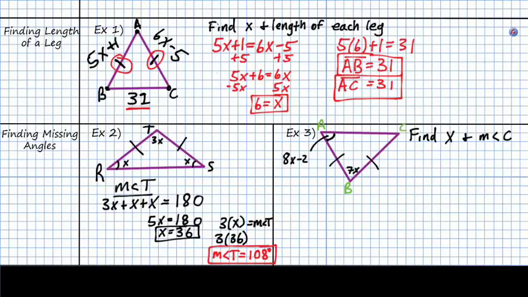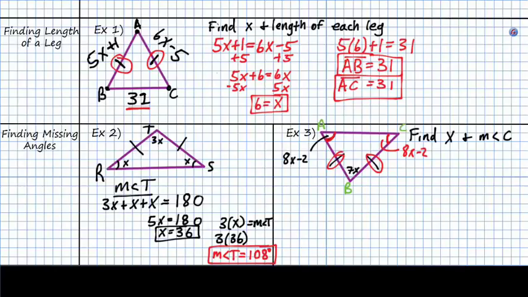So we're trying to figure out what the measure of angle c is. Alright, well, let's go ahead and just make an observation at first, right? I know by the fact that this is an isosceles triangle, because this is congruent and this is congruent, that will cause this angle to be congruent to this angle. So therefore, I can write 8x minus 2 here.